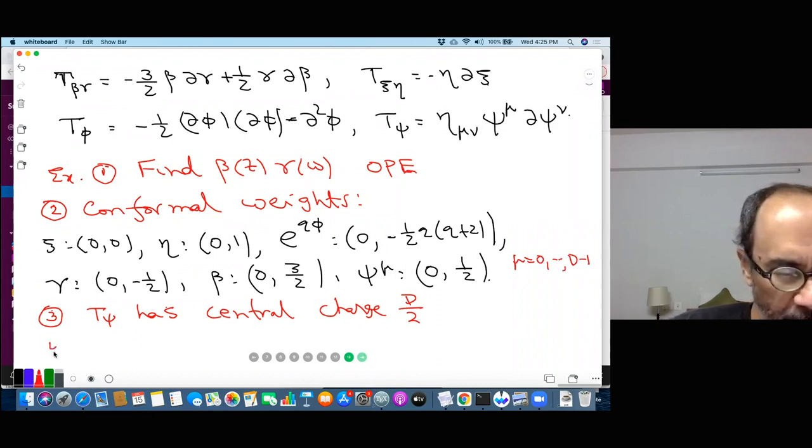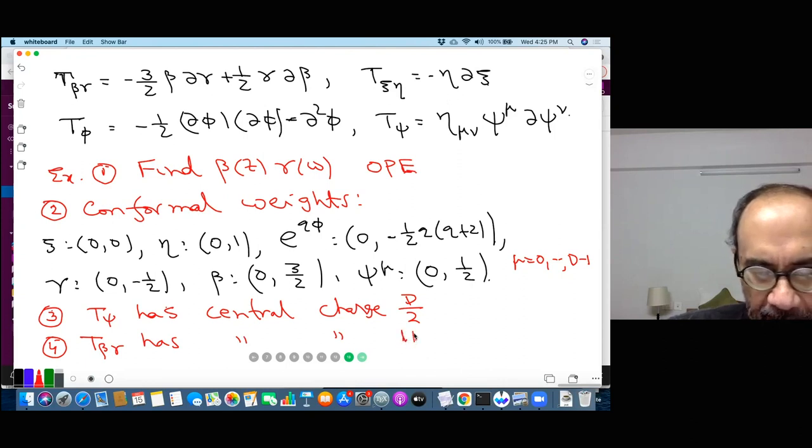And the fourth exercise is that T beta gamma has central charge 11. Again, you can calculate the T beta gamma central charge in two different ways. Once you have the beta gamma OPE, you can directly use it. Or you can use T xi eta plus T phi, calculate the central charge of T xi eta, calculate the central charge of T phi and add them up. And you can again check that both give you the same answer, 11.